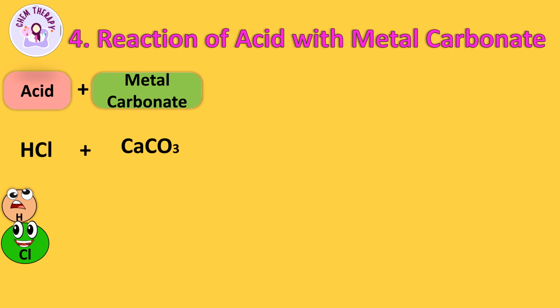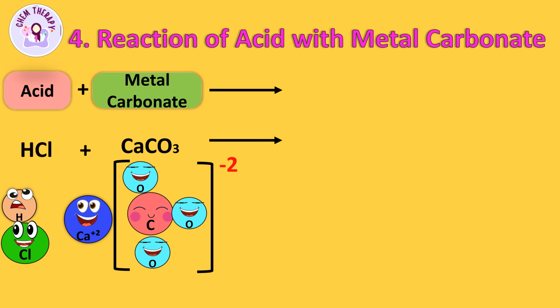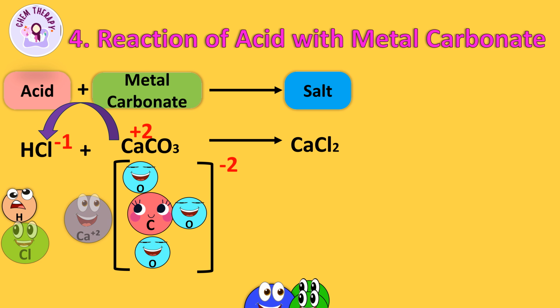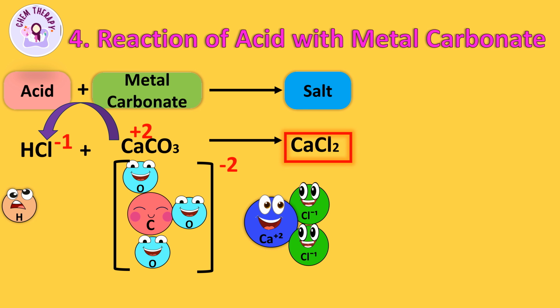Salt can also be produced by reacting acid with metal carbonate. Here, we will take HCl as acid and calcium carbonate as metal carbonate. Calcium of calcium carbonate and chloride of acid react to form salt, calcium chloride. The charge on calcium is +2, and that on chloride is -1. Therefore, 2 chlorides balance 1 calcium, and the formula of salt formed is CaCl2. To balance chlorides on the reactant side, we will place 2 before HCl.